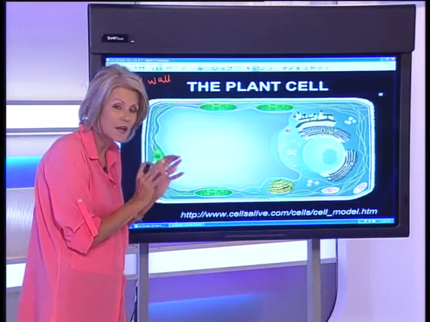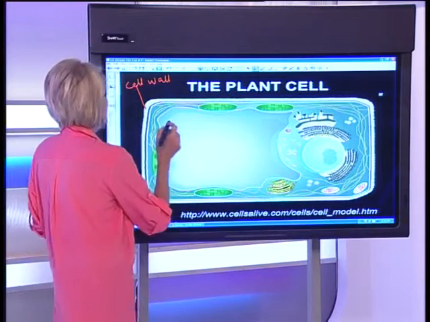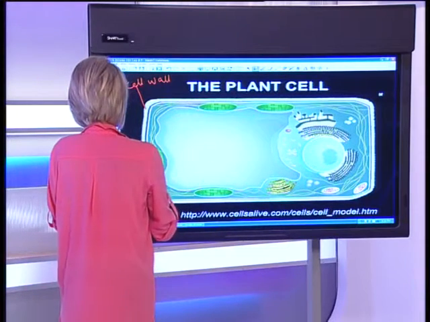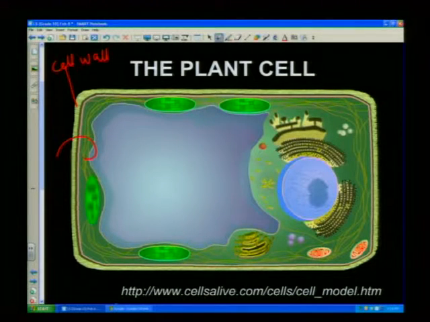And in animals, there are no cell walls. Okay, only in plant cells, not animal cells. So that's one difference already. Then we have this structure here, which is right next to it, and I'm going to do this, and that is the cell membrane.